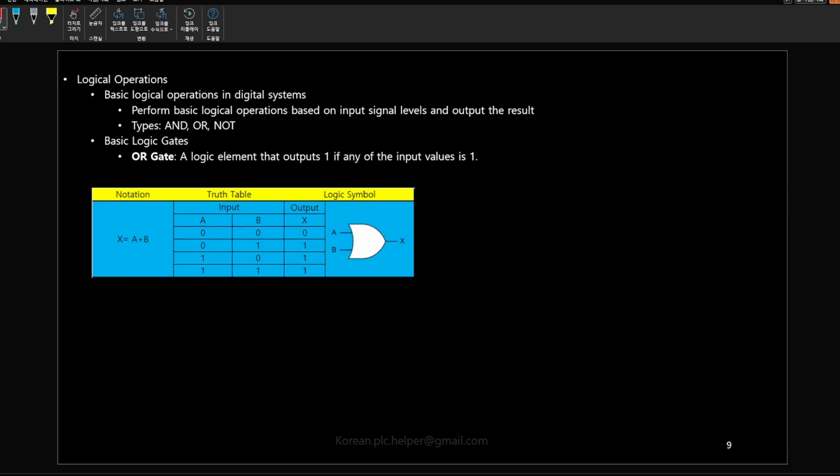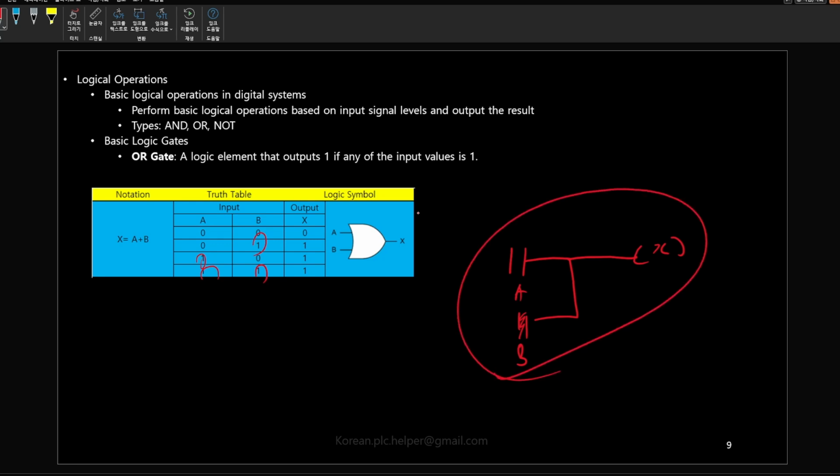Next is the OR gate. The OR gate is a logic component that outputs true if any of the input values is true. As you can see, A, B. This is the OR gate in a PLC program. If either A or B is true, the output X becomes true. In a PLC program, it looks like this. As you can see, it has the form of a parallel connection.